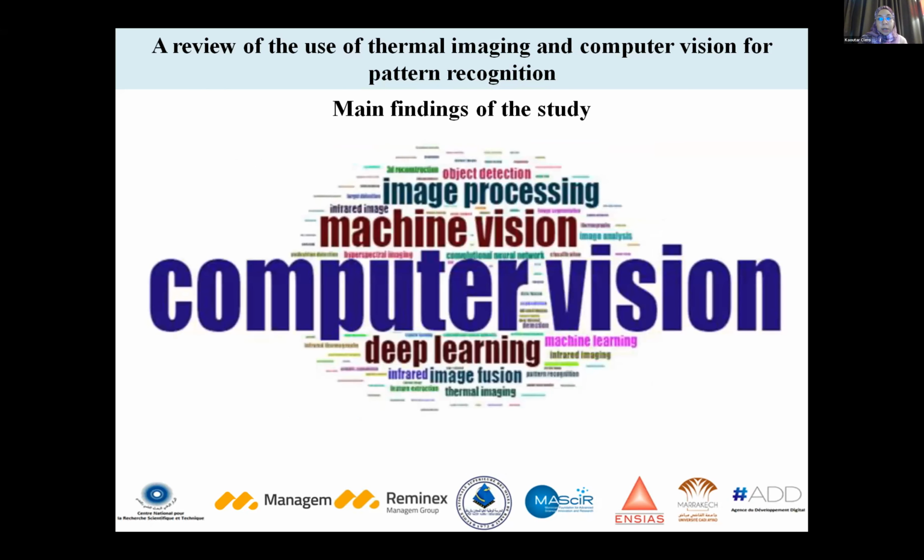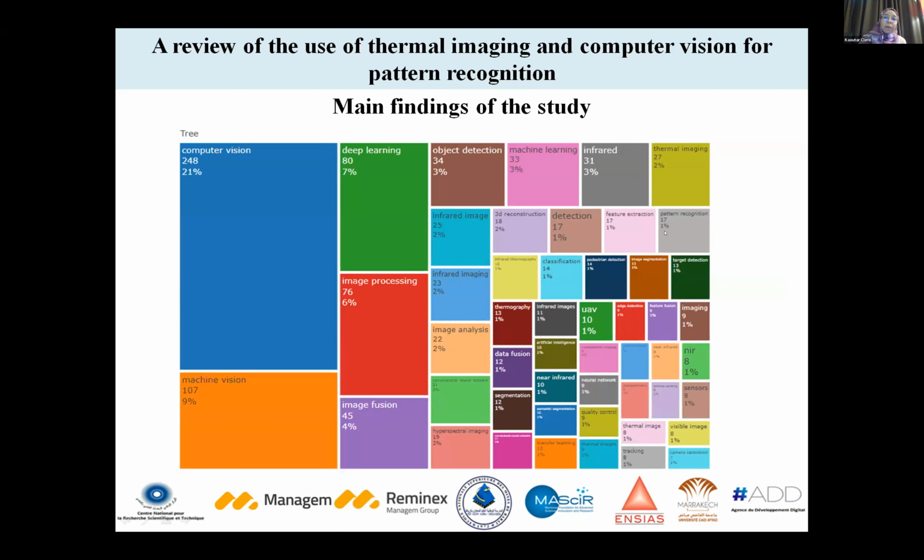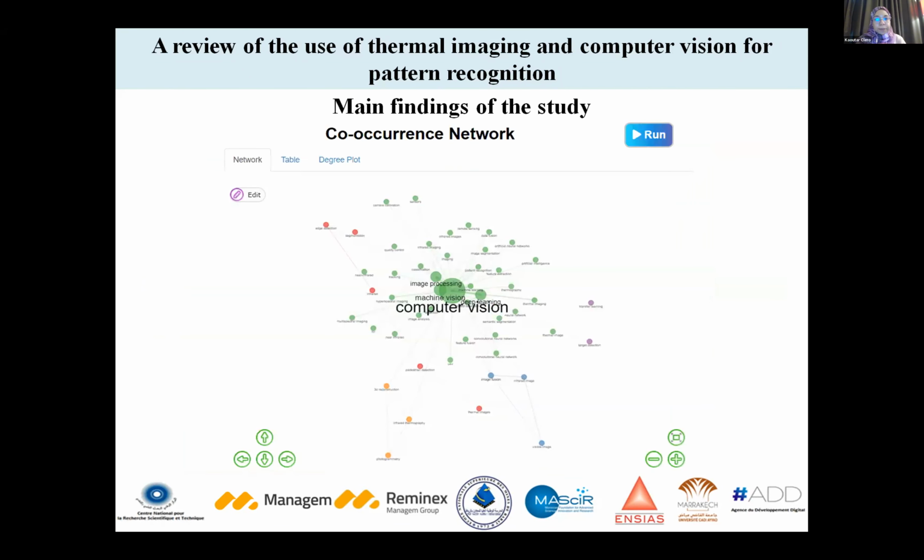For example, here we have the word cloud map, where the more frequent a keyword is in the studied articles, the bigger its size in this graph. We have also the tree map, where we start with the most frequent keywords, and in this representation we can also see the less frequent keywords and their percentage of occurrence in the articles.